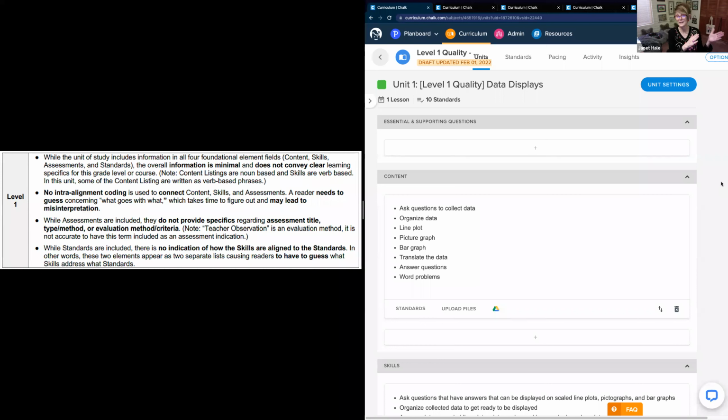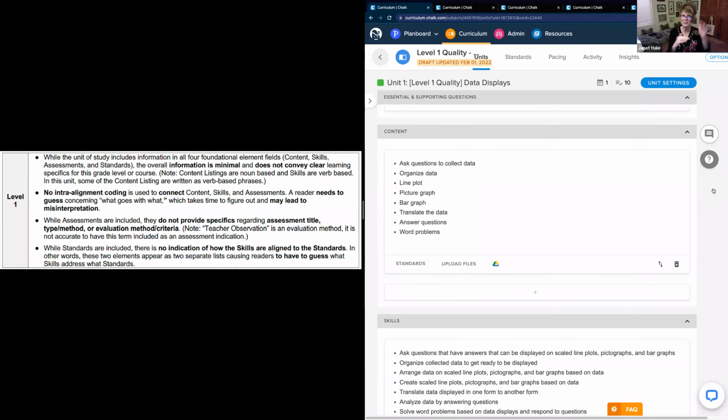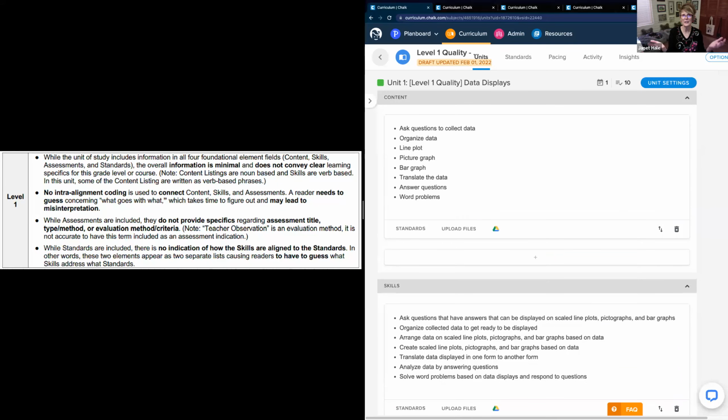Now, notice the second bullet says there's no intra-alignment coding. Nothing is going to connect the content, the skills, the assessments, or the standards. You'd have to guess. So Keenan, if you scroll down just a little bit so we can see content and skills together. Think about it: I'm brand new to the school. Here's my map unit. Okay, well, what goes with what? I can kind of guess. They both say ask question, but I do not want my teachers or my readers to have to guess at that.